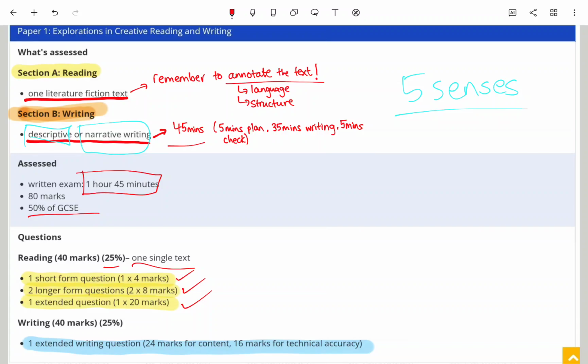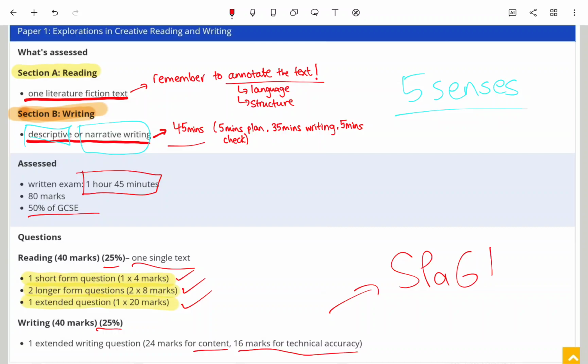And finally, your writing, as mentioned previously at the top, is your 40 marker, and it's again worth 25%. So it's one extended writing question, 24 marks for content. So it's the quality of your ideas and how you express them. 16 marks for technical accuracy. So that in itself is quite simply your SPAG. Technical accuracy, a lot of students forget about this, but 16 marks is a lot of marks.